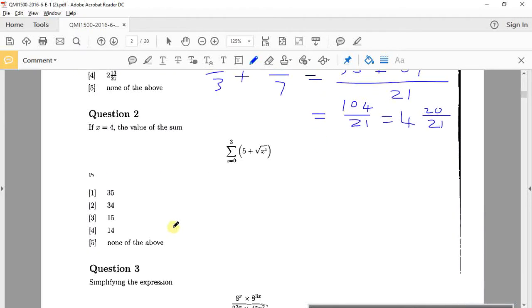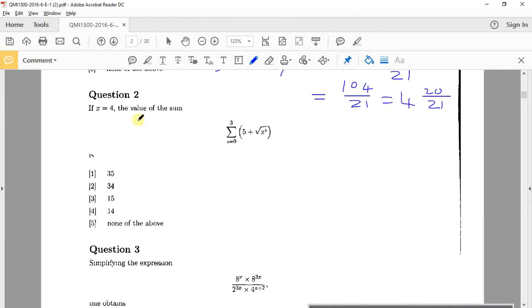Okay. Right, question 2. If x is the value, find the sum. That's easy. All I need to do now is substitute x in as 4. Do you agree? Because I'm looking at the value of the sum. The sum means, this is the exponent. Do you agree? Yeah. So x is 4. So you're basically saying the sum, i equals 0 to 3, of 5 plus root 4 to the i. That's basically what you're saying.